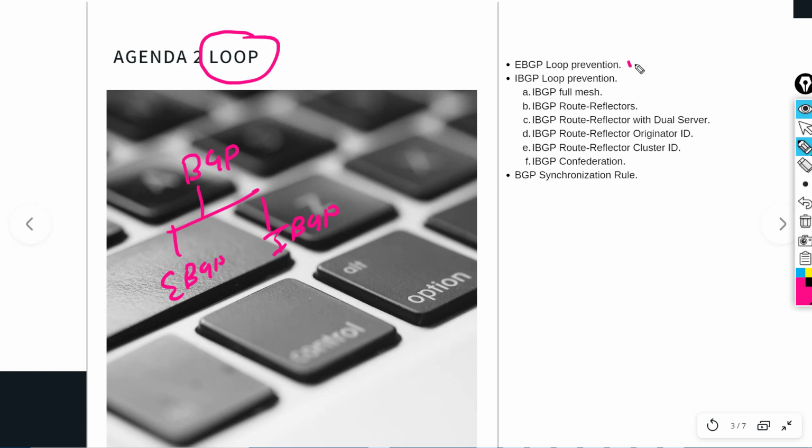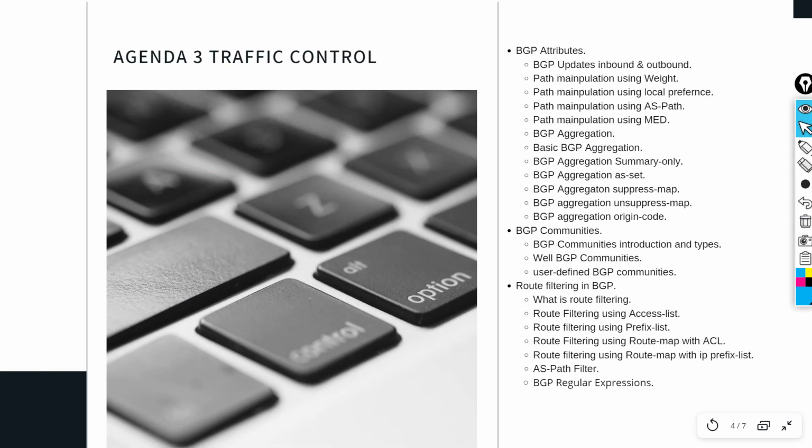We'll see how we can prevent loops in EBGP, then IBGP, and in IBGP we have multiple ways to prevent loops. For example, full mesh, route reflector with a dual server, route reflector with the originator ID, route reflector with the cluster ID, and then configuration. These are the loop prevention mechanisms in the IBGP protocol. Then after that we'll go through the BGP synchronization rule. This is obsolete technology, but still we have to learn this to understand the behavior of IBGP. Once we have completed agenda number 2, then we'll go for agenda number 3.